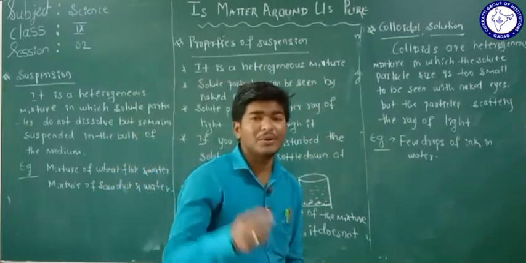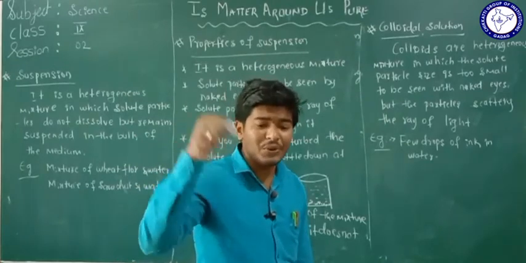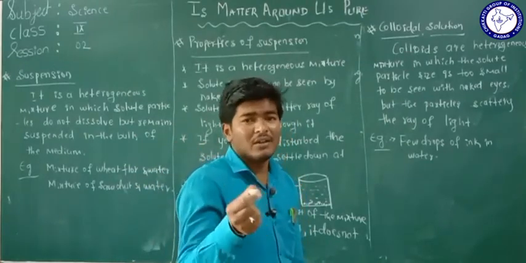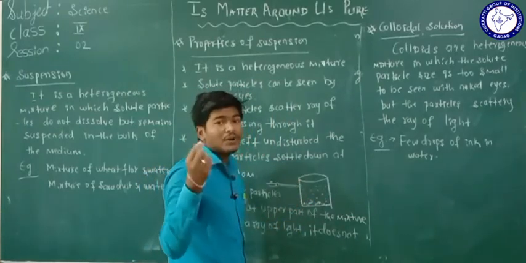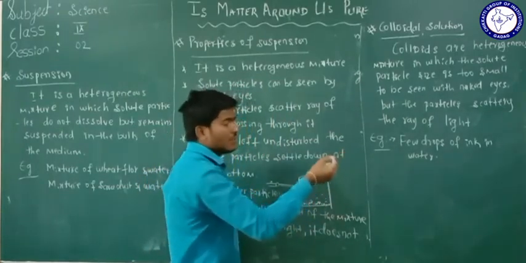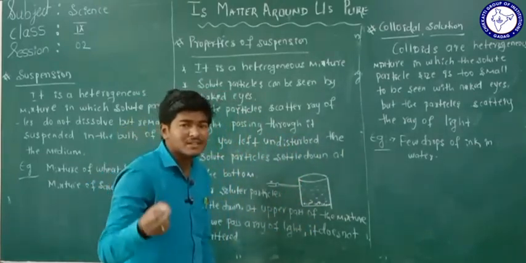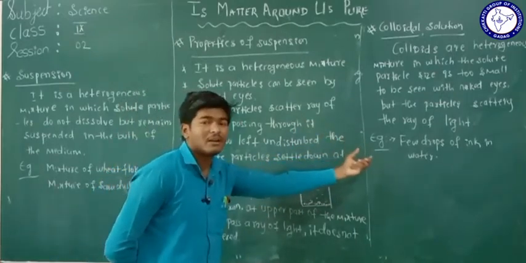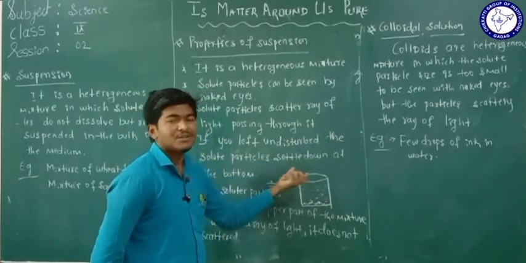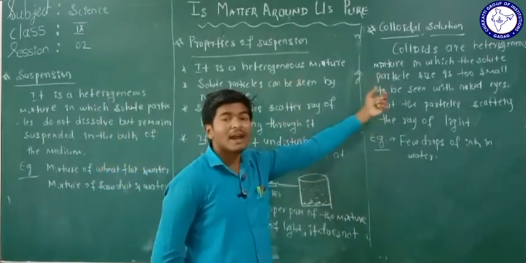If you drop 2 to 3 drops of milk into the water very slowly with the edge, or the ink solution, 2 to 3 drops very slowly, we can see they are not mixed up with the water. Why? Because it is a heterogeneous mixture. So those types of solutions are called colloidal solutions.